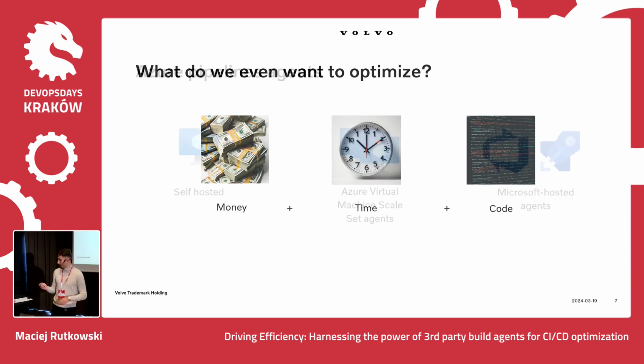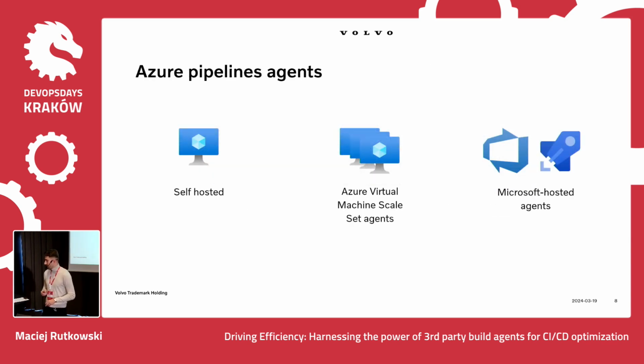Okay, so what are the hosting options for Azure Pipelines agents? We have self-hosted, let's say OG ones, virtual machine scale set agents, and Microsoft-hosted agents. Who is using self-hosted agents? Okay, I see some hands. So you basically know what you're dealing with.